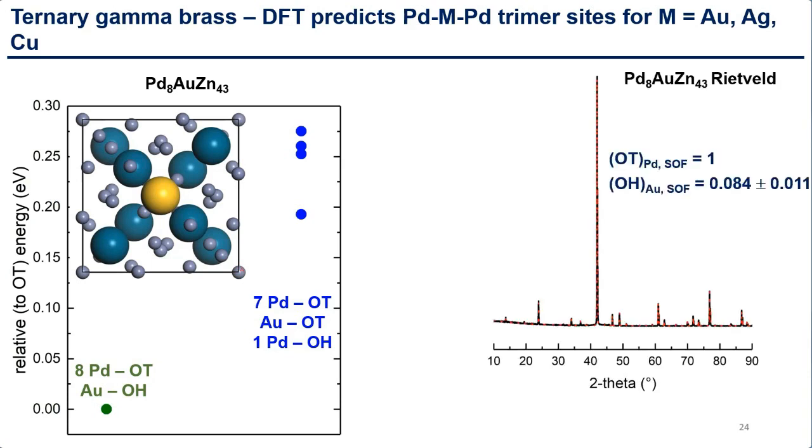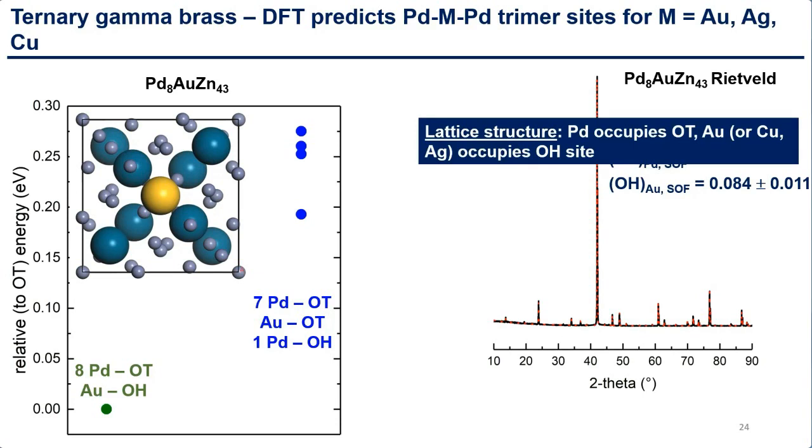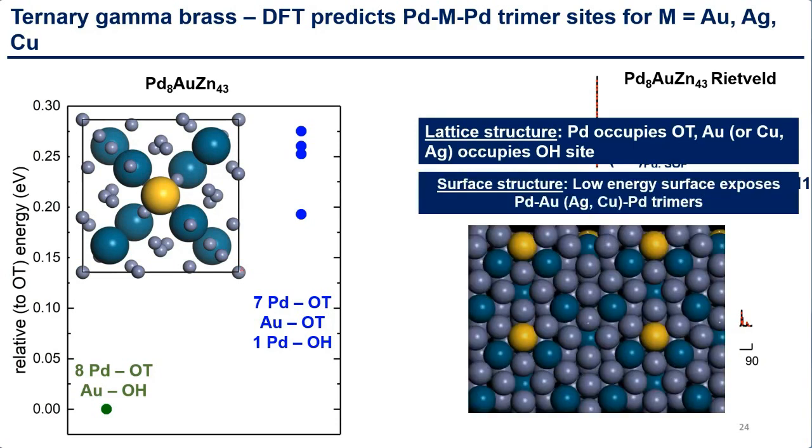And so here is experimental evidence of this. Again, from Rietveld refinement, all 8 palladium atoms go in the outer tetrahedral site, whereas that one additional gold atom prefers to occupy the octahedral site. And so the implications of this are the following. What we expect to form in these systems are trimers that are composed of palladium, gold, palladium. And the palladium atoms occupy the outer tetrahedral sites, whereas the gold, silver, or copper will always be found in the octahedral site, forming essentially these palladium-M-palladium trimers.